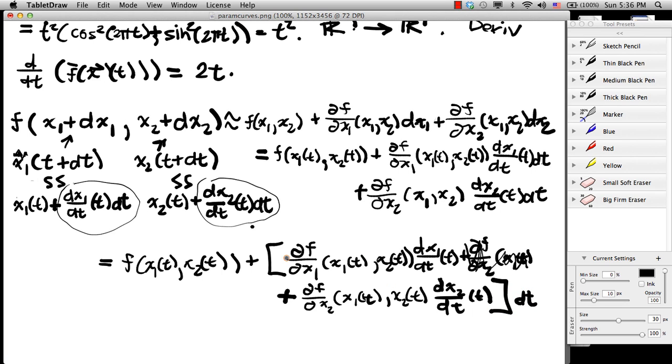So if I have a one-dimensional function, say g of t plus dt, it's well approximated by g of t plus dg dt of t times dt. And so this is my analog of the derivative with respect to t. And this is what gives me my chain rule.